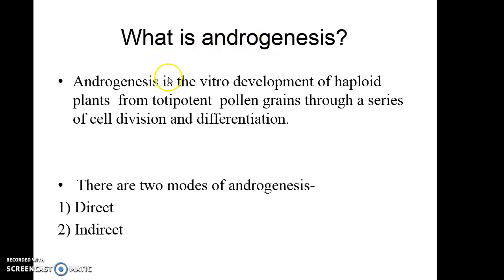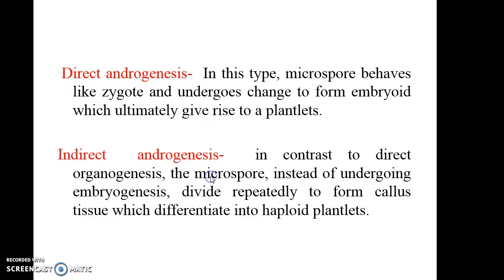So androgenesis is the in vitro development of haploid plants from totipotent pollen grains through a series of cell divisions and differentiation. Anther culture and pollen culture are the methods. Keep in mind what androgenesis is, and don't get confused. Then you will be asked for the 2 different types or methods of androgenesis. Those are direct and indirect.